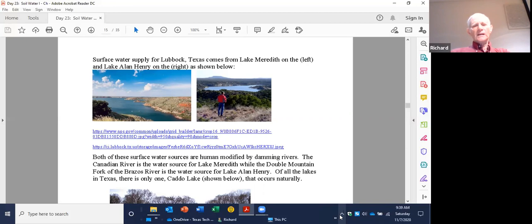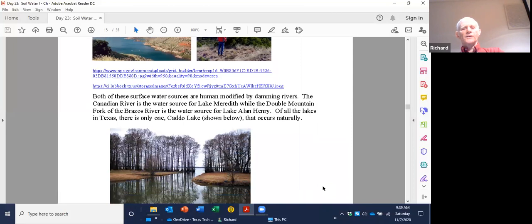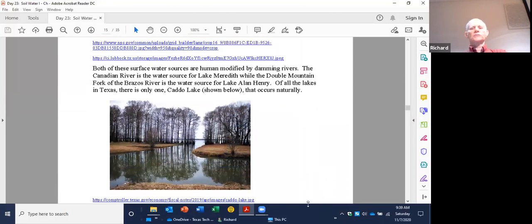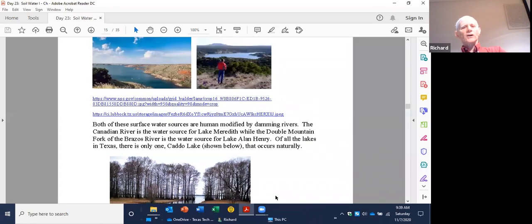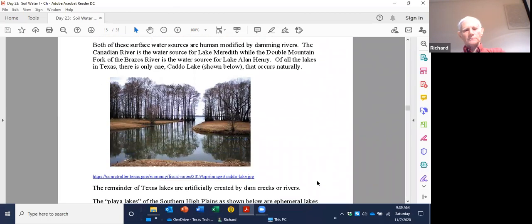Of all of the lakes in Texas, there is only one natural lake, and that's Caddo Lake, as shown below. This is on the eastern border of Texas with Louisiana. So of all the lakes we have in the whole state of Texas, they are caused by damming rivers or streams, impounding the water to create the surface water. The only one natural lake in the whole state is Caddo Lake.